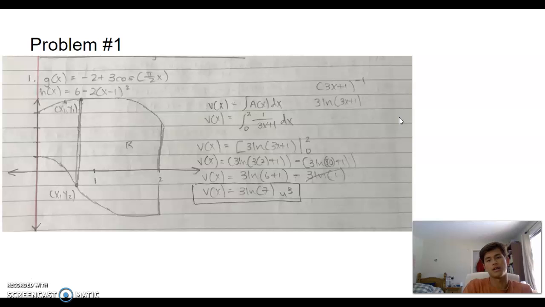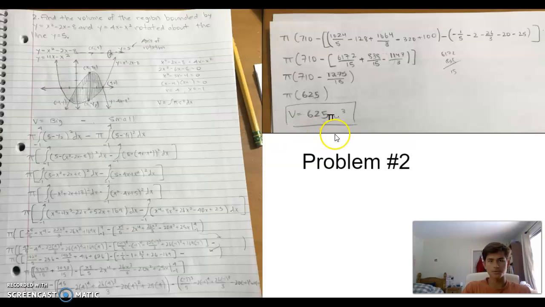So I got 3 ln of 3x plus 1. The reason there's a 3 in front is because of the chain rule. I took the derivative of 3x plus 1, which is 3, put that in front. And then after that, I did fundamental theorem part 2. So I distributed the 2, and then I distributed the 0. Did a bit of algebra. I got 3 ln of 6 plus 1 minus 3 ln of 1. And that's just 0, so that goes away. So in the end, I got the volume is equal to 3 ln of 7 units cubed for problem number 1. Okay. Problem number 2.